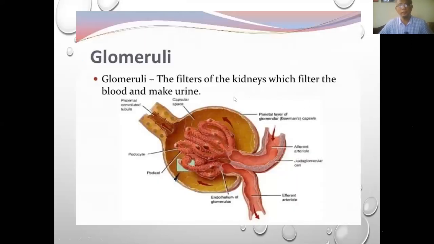So this is a very important slide, because the glomeruli, as you are seeing, are the filters of the kidney, which filter the blood and make the urine. And you know, there is an afferent arteriole, there is a glomerulus, then there is an efferent arteriole. After formation of the urine, the urine passes into the proximal convoluted tubule. So any inflammation of the glomeruli results in glomerulonephritis.